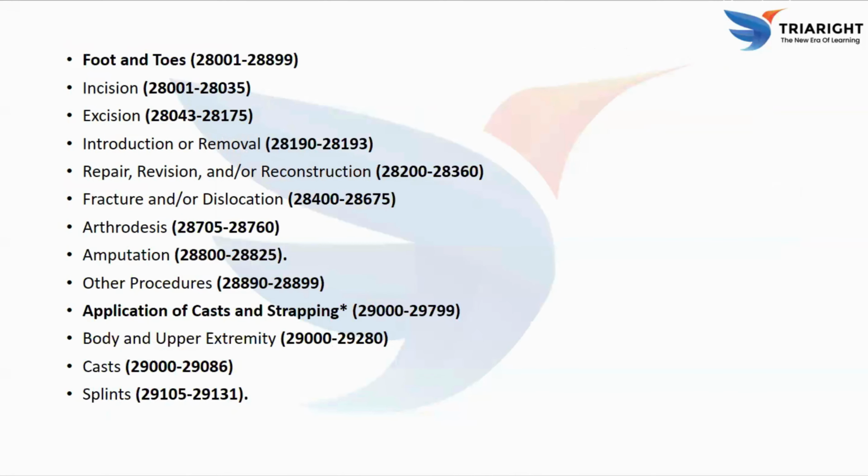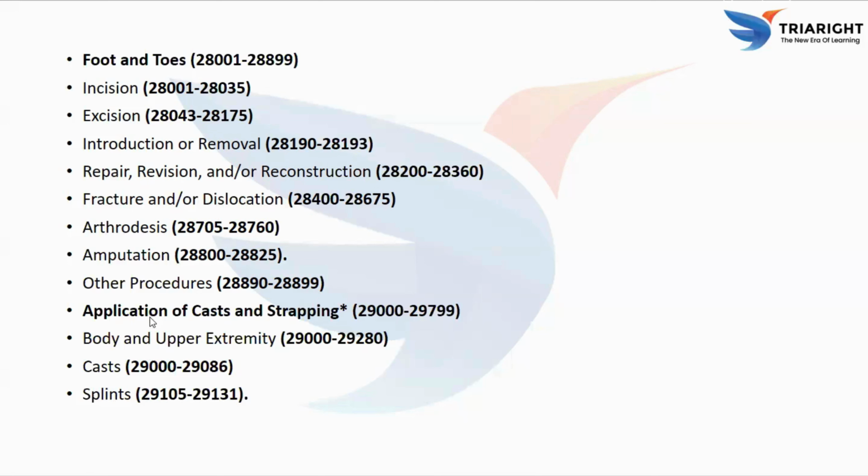Foot and toes. So this section includes surgeries of the foot bones, toes, toe joints and soft tissues of the foot. So it also includes the procedures incision, excision, introduction or removal, repair, revision and or reconstruction, fracture and or dislocation, which are coded under 28,400 to 28,675 code range. And arthrodesis, it's a fusion of the foot joints and toe joints. So they are coded under 28,705 to 28,760 code range.